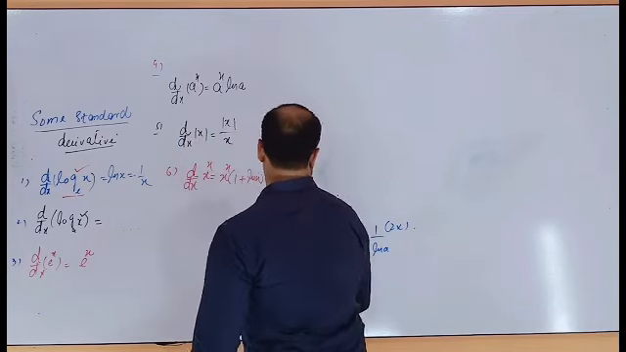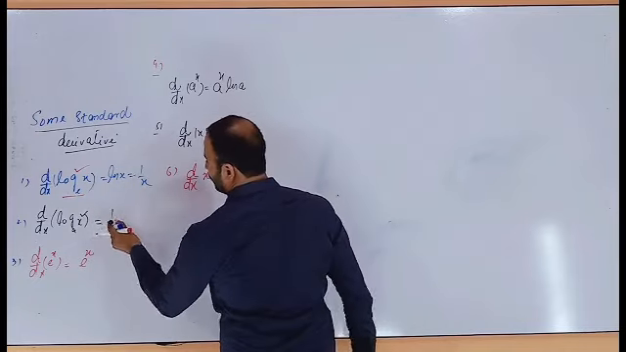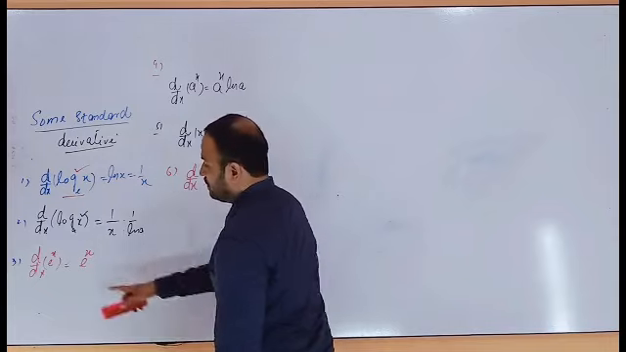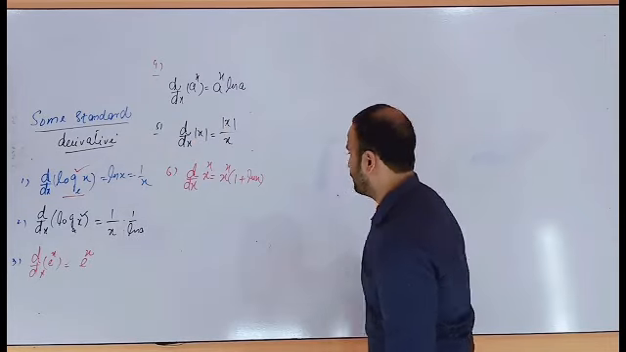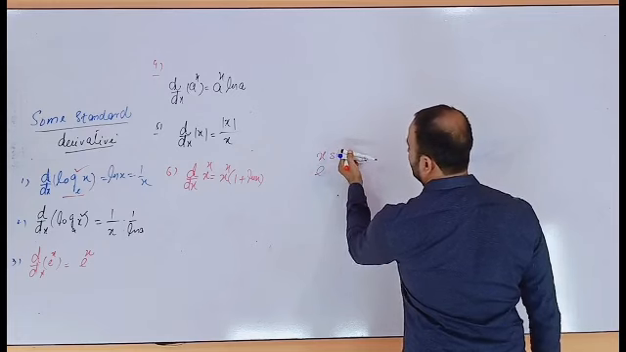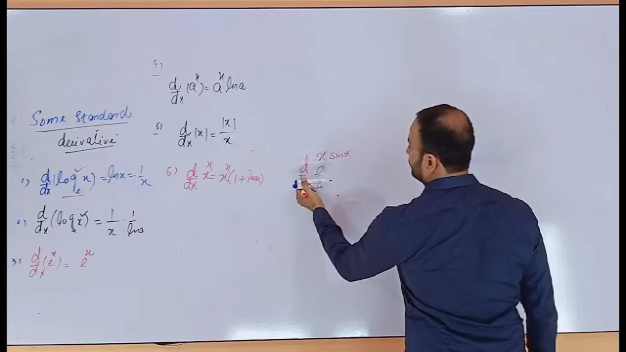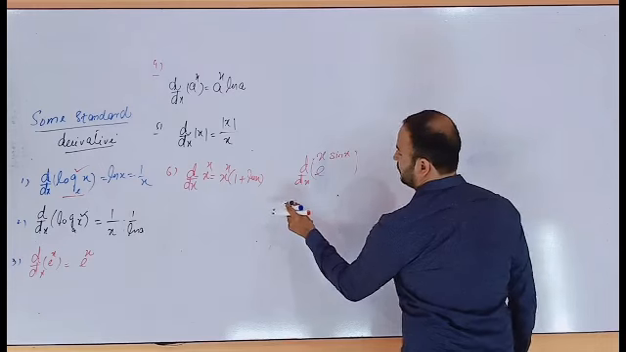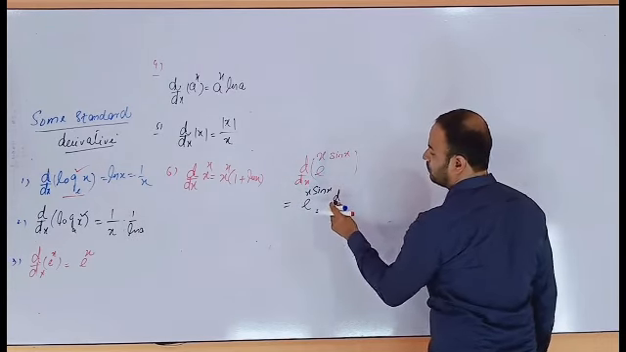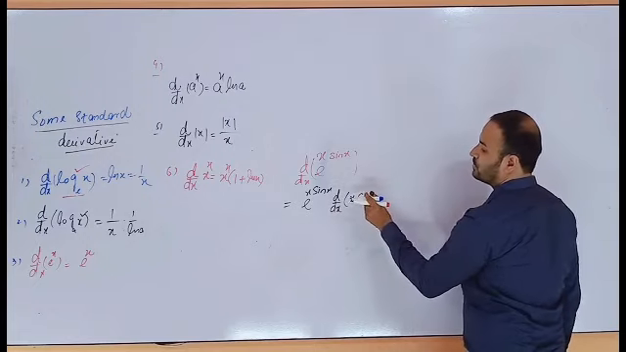Okay, and that is what? 1 over x, 1 over log of a. The derivative of the exponential function. Okay, if there is a function e^(x sin x), what is the derivative of this type of function? As it is. And the derivative of the exponent. What is the exponent? x sin x.